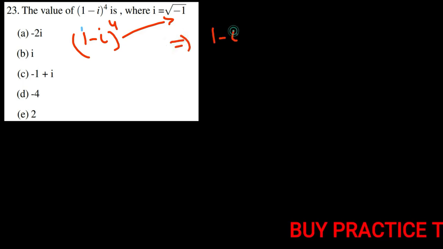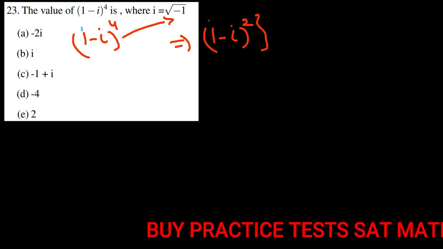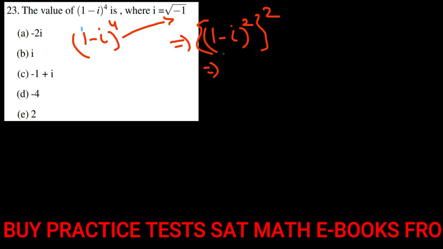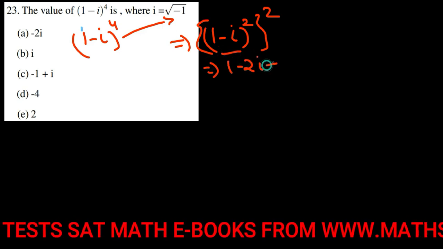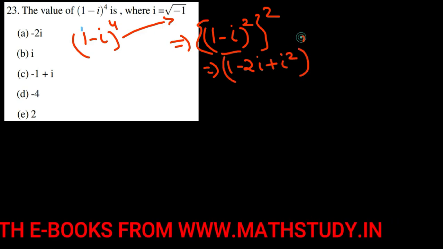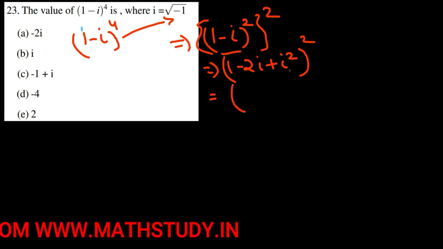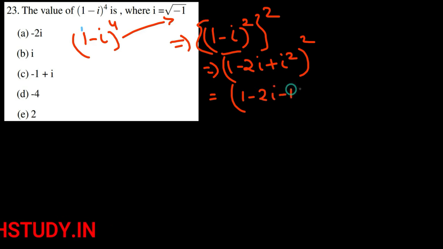So let us do one thing. Let us just expand this this way: 1 minus iota whole square, raised to the power 2, right? If we expand this bracket, we will get 1 minus 2 iota plus iota square, raised to the power 2. Iota square is nothing but minus 1, so we will get 1 minus 2 iota minus 1 whole square.